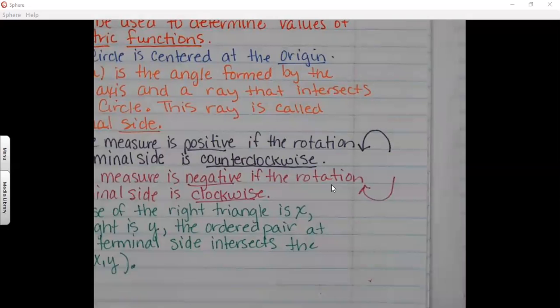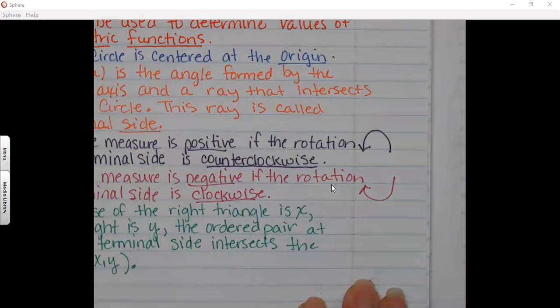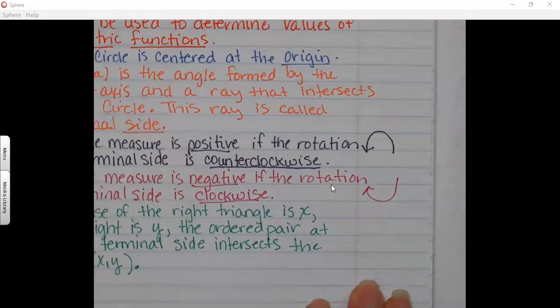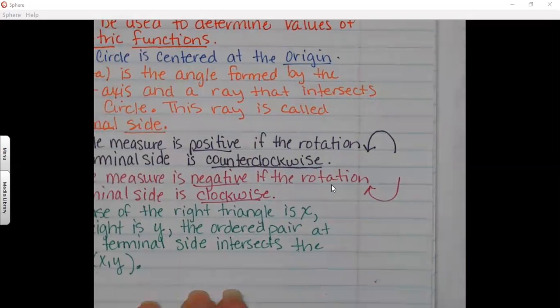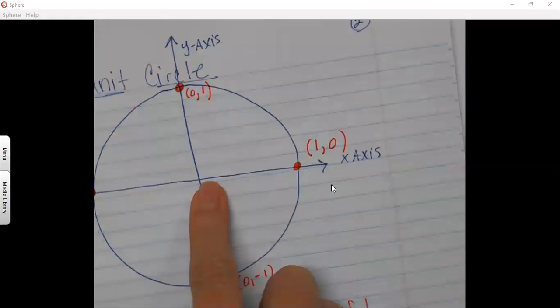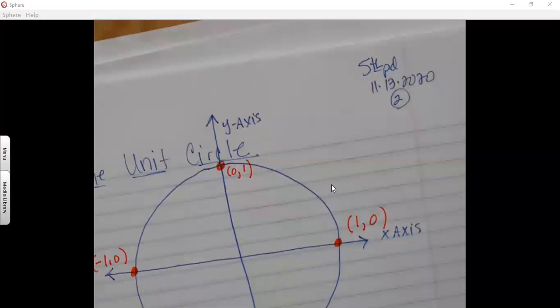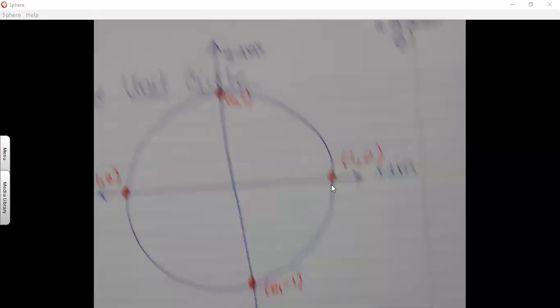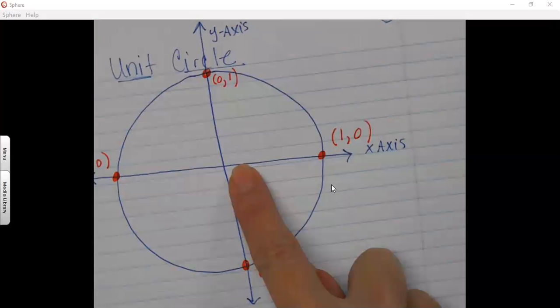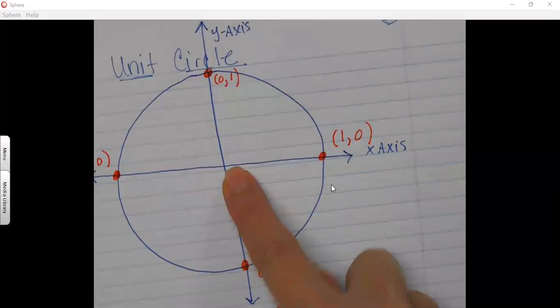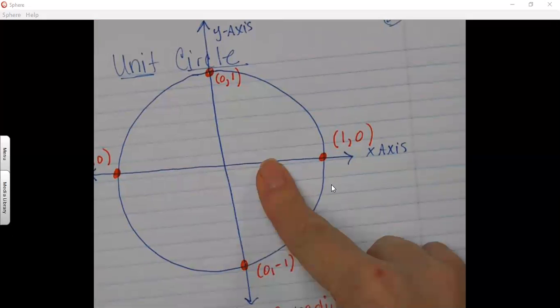All right, so let's look at these things that we've learned and go back up to the unit circle. The first thing we said was the unit circle has a radius of 1. That can be used to determine the values of trig functions. The unit circle is centered at the origin. So what's that ordered pair right in the middle? 0, 0. Theta is the angle formed by the positive x-axis, the right side of the origin, and a ray that intersects the unit circle. This ray is called the terminal side.